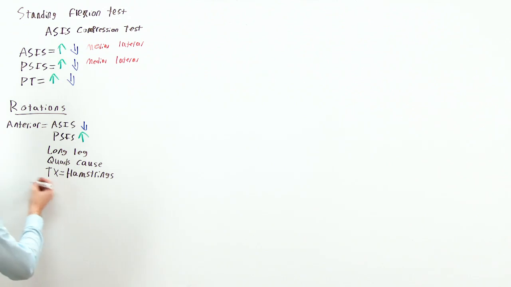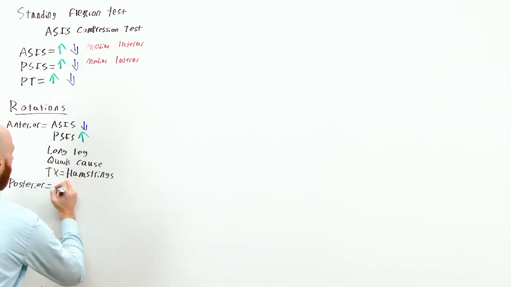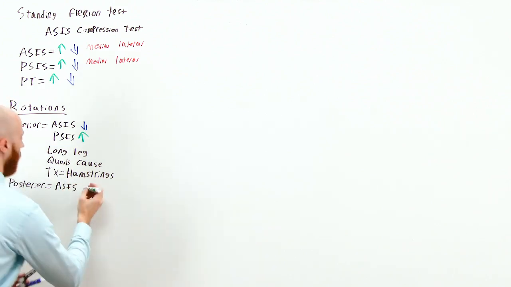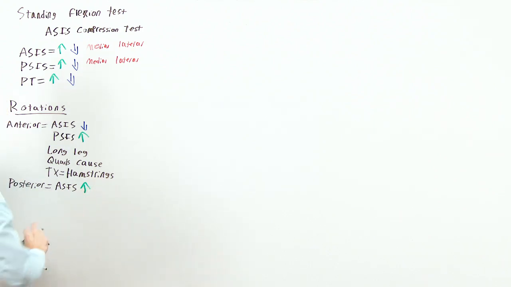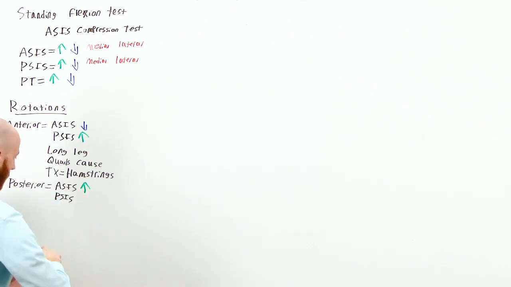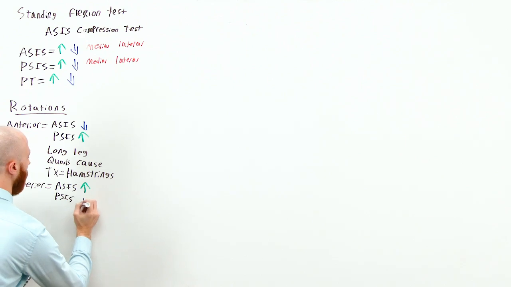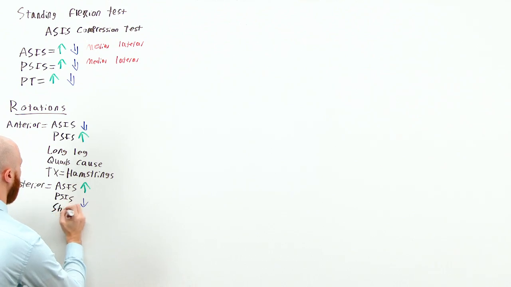So now you have a posterior rotation. Basically, the exact opposite of an anterior rotation. So your ASIS is going to be superior on the side of the standing flexion test. Your PSIS is going to be inferior on the side of the standing flexion test. You're going to have a short leg.